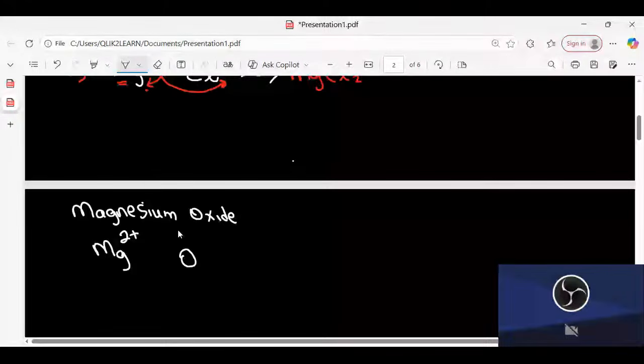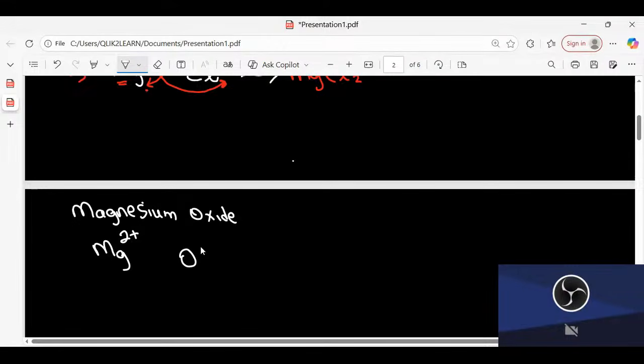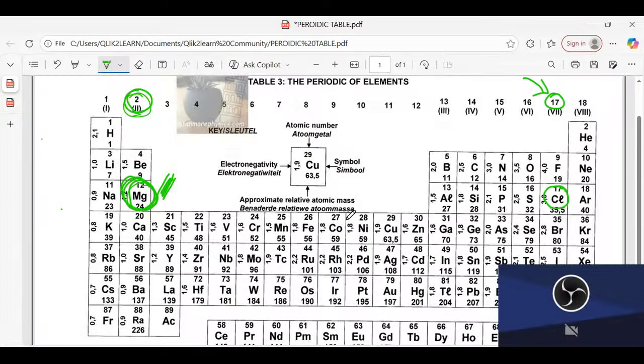Then what about the oxide? In which group is the oxide? We need to go and check for oxygen. So if you look at the periodic table, where is oxygen? It's on group 16. You see? Oxygen is on group 16.